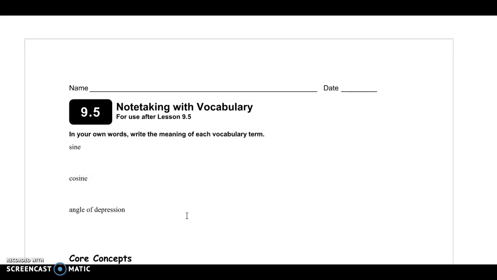We're going to start with just a few vocabulary words: sine, cosine, and angle of depression. The sine is just what we would call a trigonometric ratio that involves the opposite side over the hypotenuse.